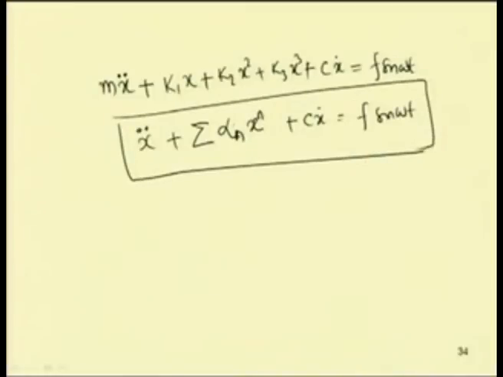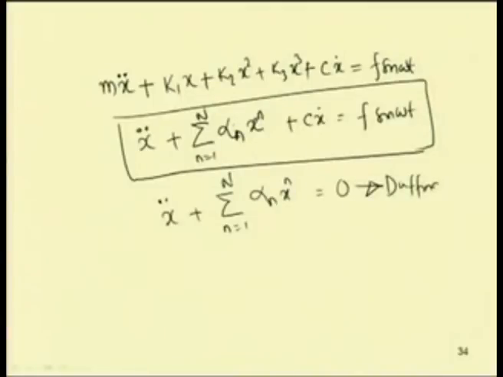Without using the damping term, this is the well known Duffing equation: x double dot plus summation of alpha n x to the power n equal to 0, where n equals 1, 2, 3, 4 up to capital N. This is the Duffing equation for free vibration. Similarly, this is the Duffing equation with damping for forced vibration.